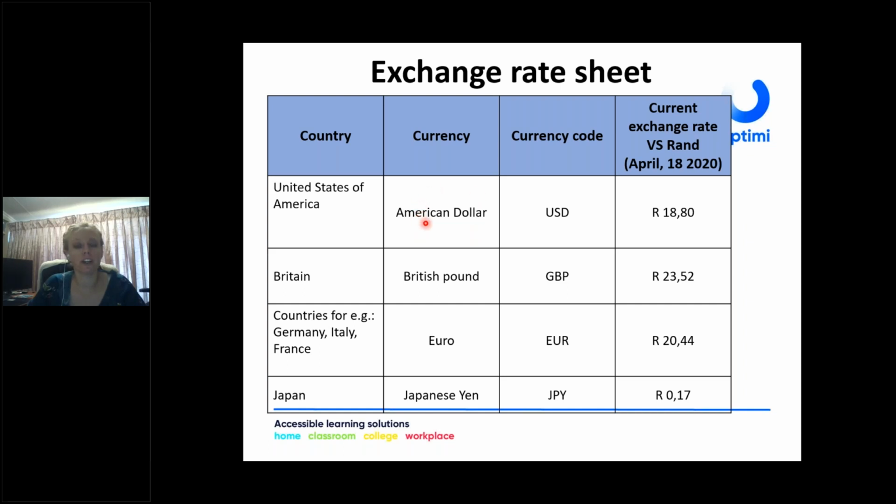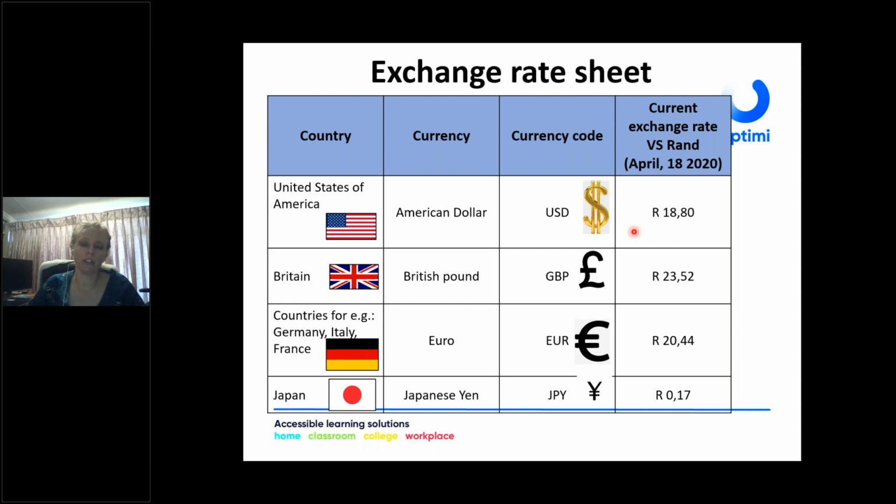So you must be very specific when you state the currency. They can also ask you the currency code, which is then the US dollar. This is the exchange rate that I took on the 18th of April. The American dollar traded at 18 Rand 80 against the South African Rand on the 18th of April of this year.